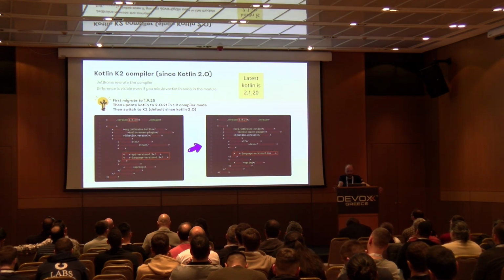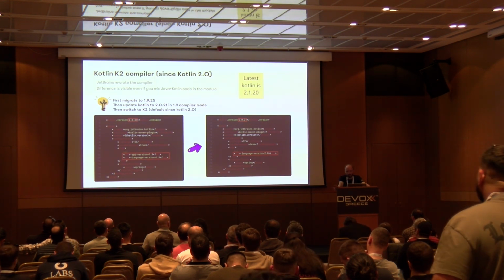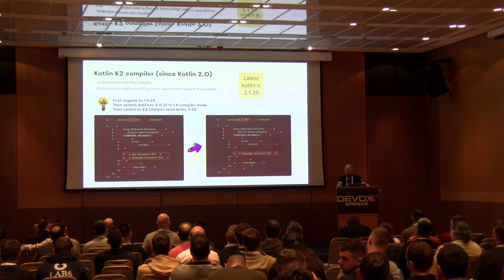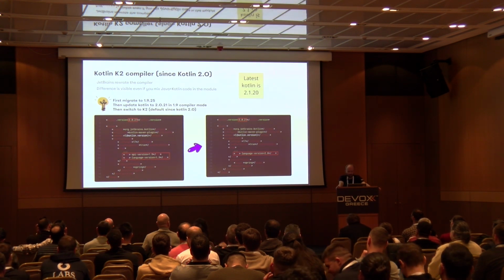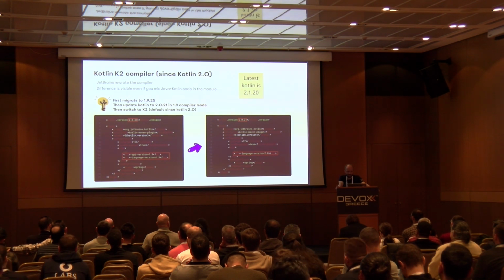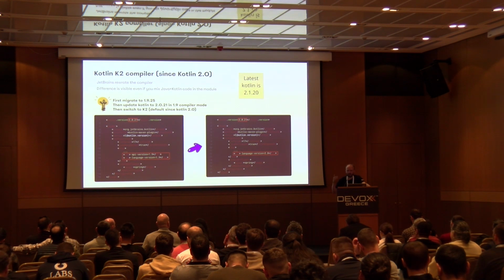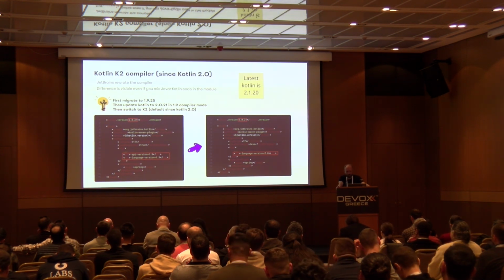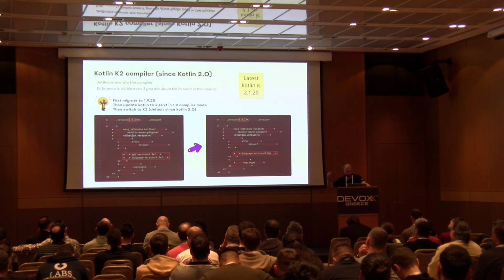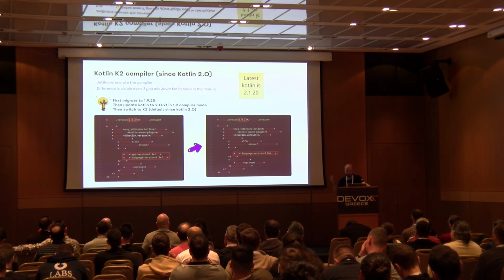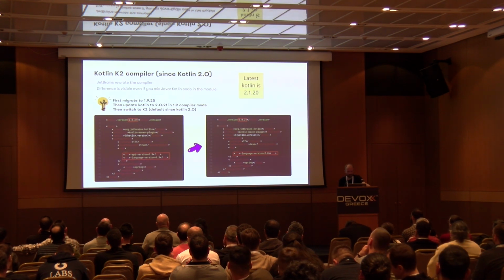So if your project is relatively small, it's okay to do it in one go. But if you have a huge codebase, I recommend you do it in 3 steps. First upgrade to the latest 1.9, then upgrade to 2.0 with the 1.9 compiler mode. JetBrains made a very smooth migration, so they saved the original compiler in the second version just for compatibility. So you can do it in multiple steps, and then finally switch to K2. You will notice a significant boost in the performance of your builds, even if you're mixing Java and Kotlin in the same codebase.